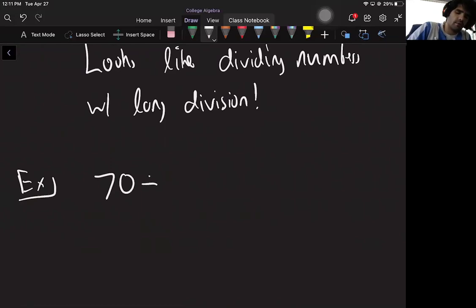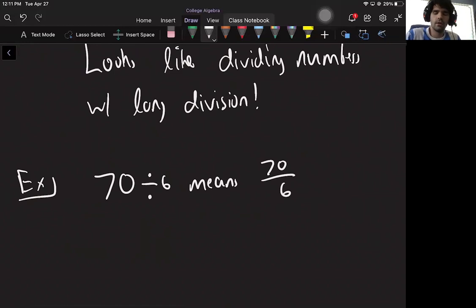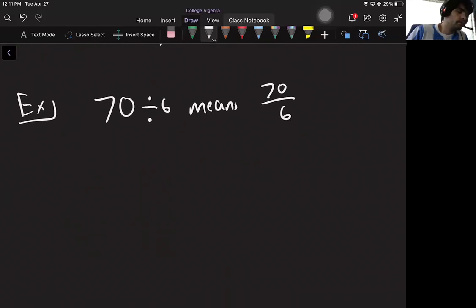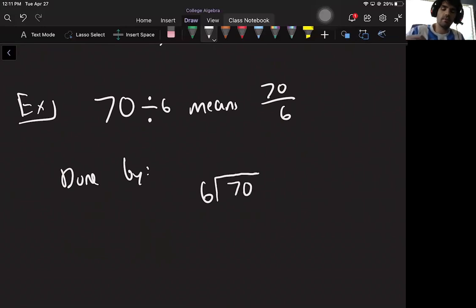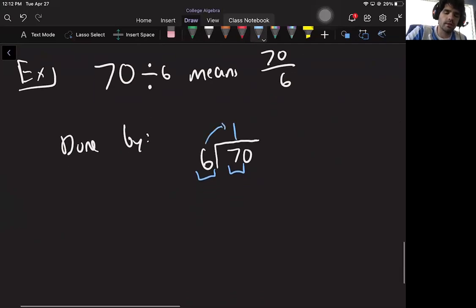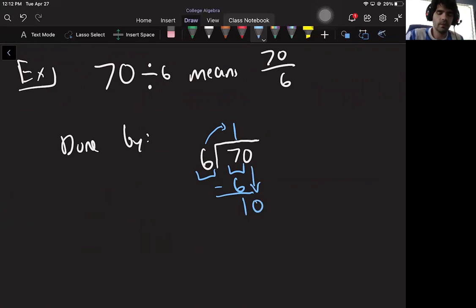So you can do something like 70 divided by 6, which also means 70 over 6. And how do you do this with long division? Well, you take the 6 and you stick it here, and then you put a little box and you put the 70 in there. And then how do you actually calculate the answer? You pick numbers, right? So you say, how many times does 6 go into 7 first? And you say, oh, it just goes in once. And then you multiply that 6 times that 1, and then you subtract, and then you bring down the next digit, and then you do the same thing.